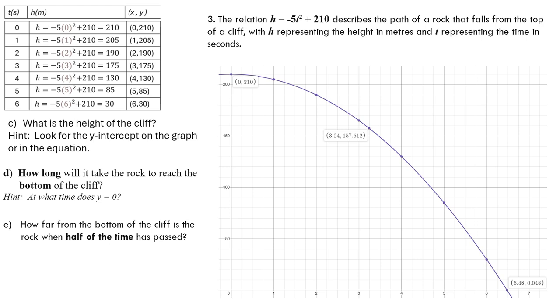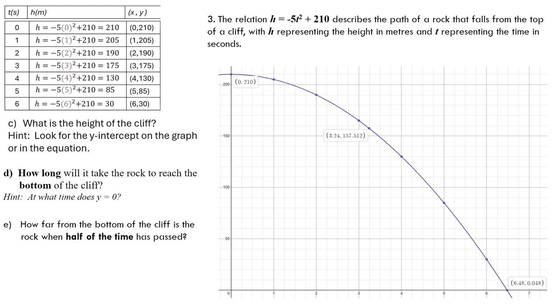So, by filling in the table of values, we get these various coordinates at the point of 0 seconds, 1 second, 2 seconds, and we're told just what the height of the rock is going to be at various intervals.